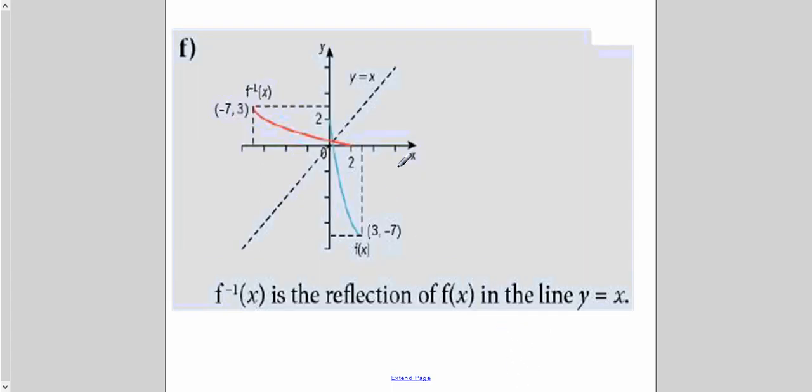And this is the last thing, the reflection of it in the line y equals x, because the question is saying sketch the graph. So this graph was already sketched here. This point was 3, minus 7. It will become minus 7, 3. This point was 0, 2. It will become 2, 0. In the line y equals x, you reflect them. So this ends the video here.